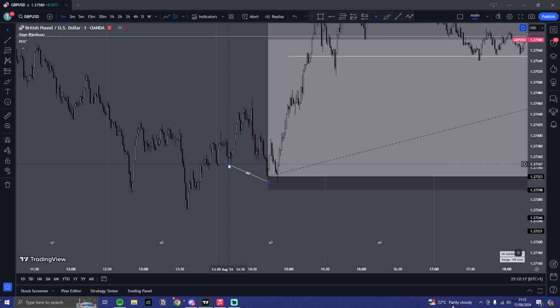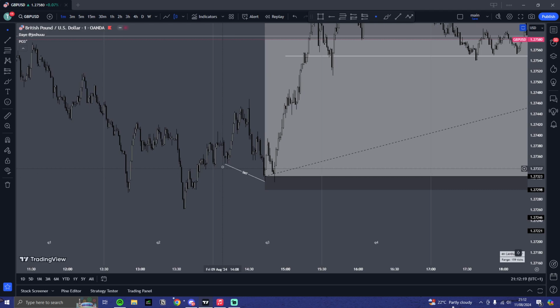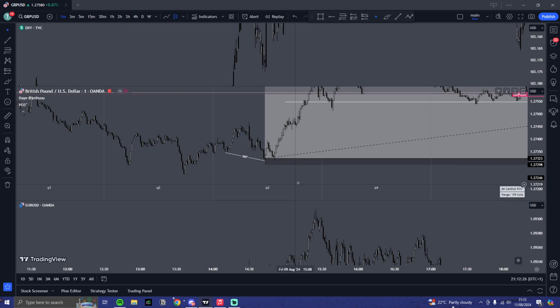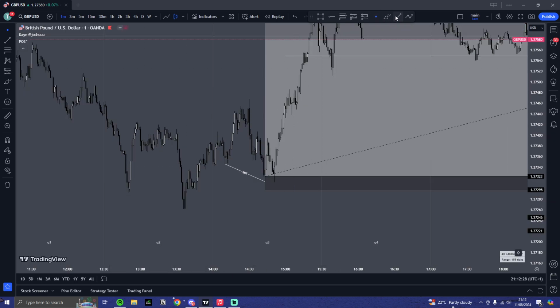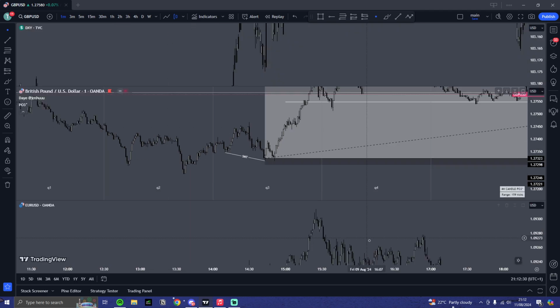So after I spot SMT, obviously I'll go through the entries a bit more, but after I spot the SMT, I quite literally just wait for EU and DXY to be in a valid point of interest. So for example, if we're looking at, I'll just get up on here.